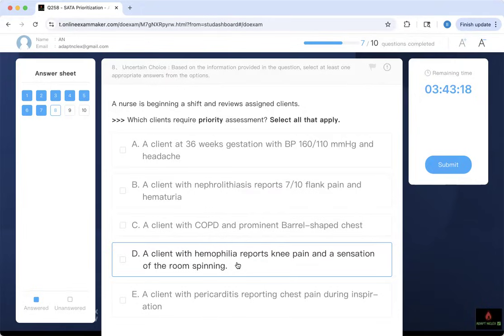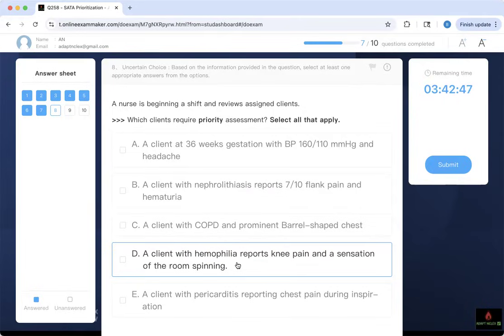Client with nephrolithiasis, he has what? 7 out of 10 chronic pain, and there's blood in the urine. Client with COPD, he has a prominent barrel-shaped chest. Should I do something about the chest shape? Client with hemophilia reporting knee pain and a sensation of the room spinning. He has hemophilia. A client with pericarditis reporting what? Chest pain during what? Inspiration.